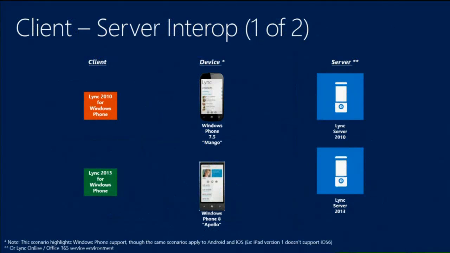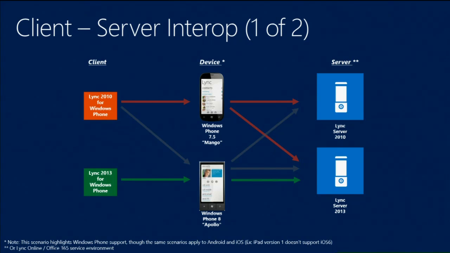So some of the interop: the Lync 2010 client runs on Windows Phone 7.5 or higher and can register against, surprisingly, Lync Server 2010 and 2013. The Lync 2010 app also runs on Phone 8, can register against 2010 and 2013. And the other one is the Lync Server 2013 app only runs on Phone 8 and can only register against Server 2013. Something to take into account.